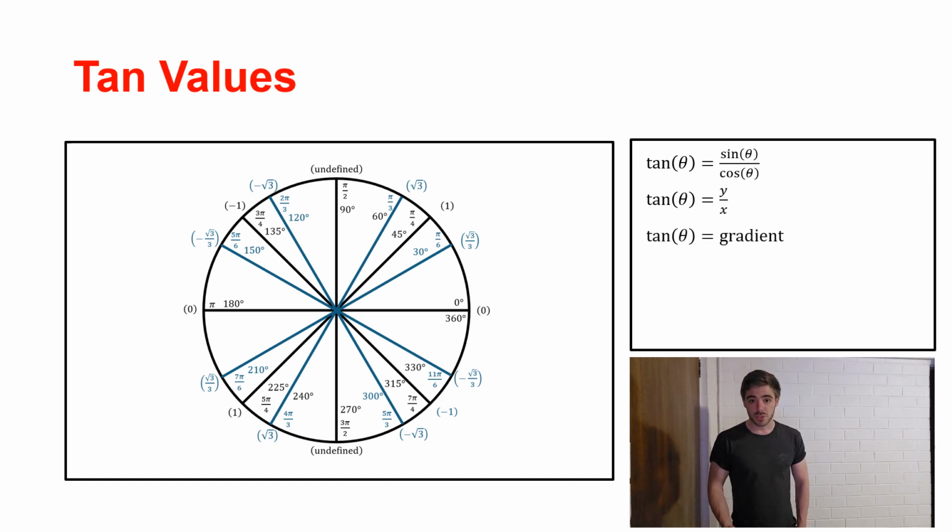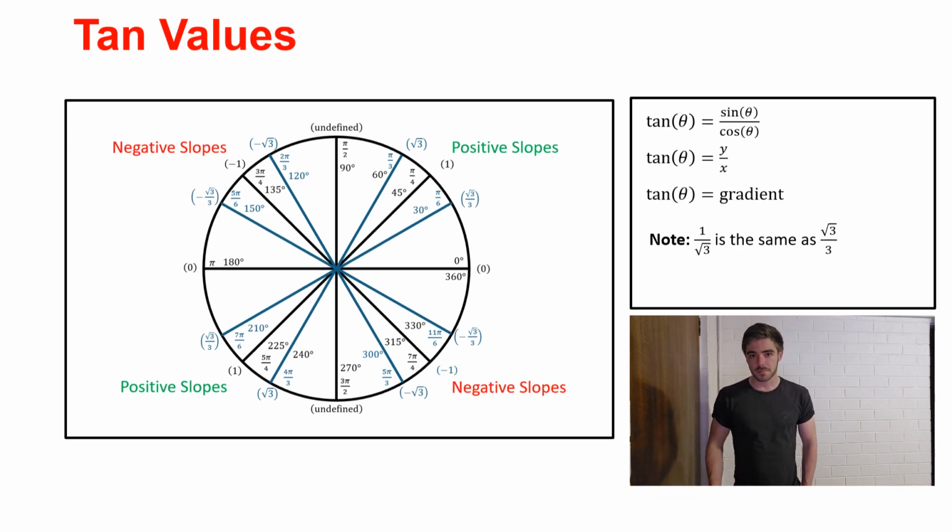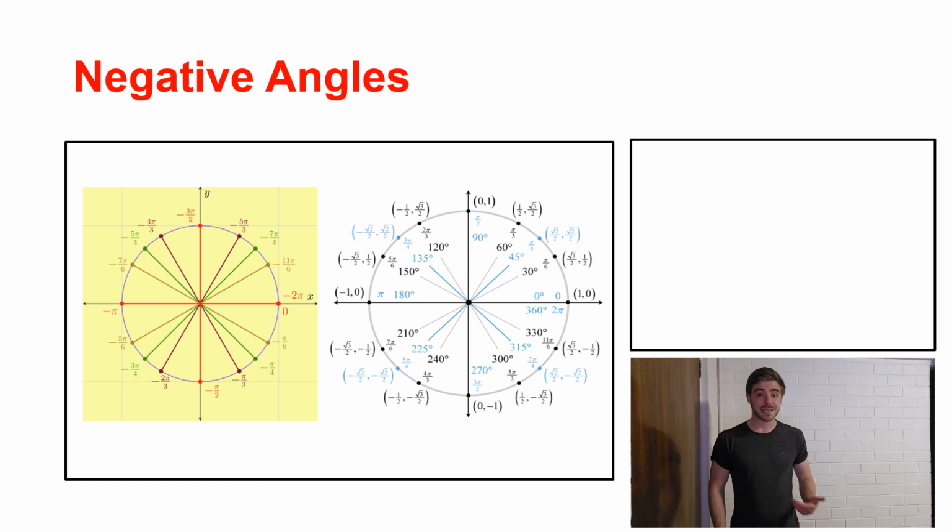So with that in mind, we're just going to arrange the values in terms of steepness. Pi over 3 is the steepest line, so it gets the largest value, root 3. Then the next smallest is 1, next smallest is 1 over root 3. From there, you should also consider if your slope is positive or negative, and you'll find that all the slopes are going to be positive in quadrant 1 and quadrant 3, and they'll be negative in quadrant 2 and quadrant 4.